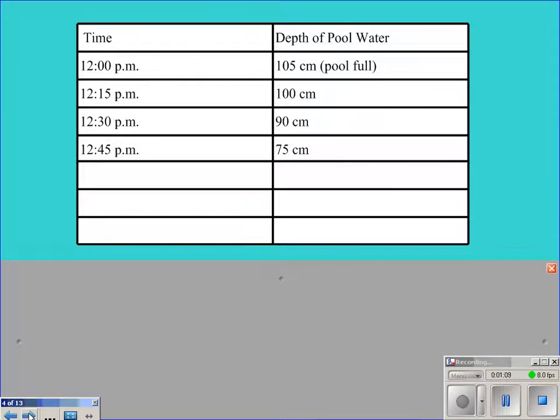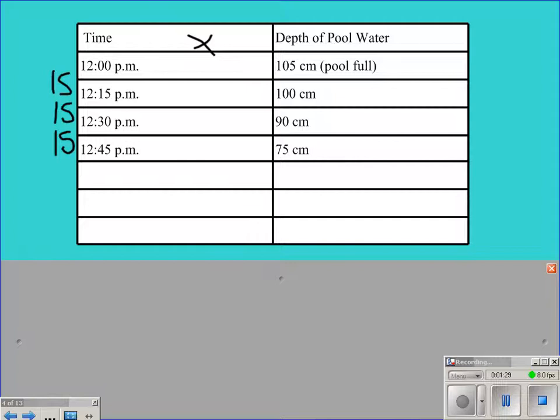On your X side, the intervals are going by 15 minutes. To get from 12 to 12:15 is 15 minutes. To get from 12:15 to 12:30 is 15 minutes. And to get from 12:30 to 12:45 is 15 minutes.